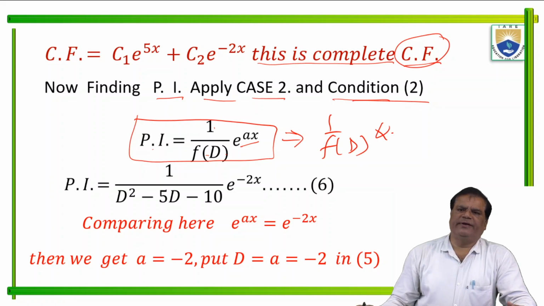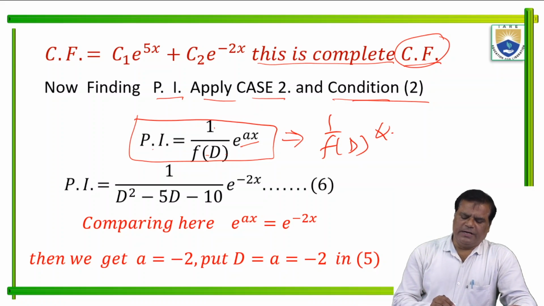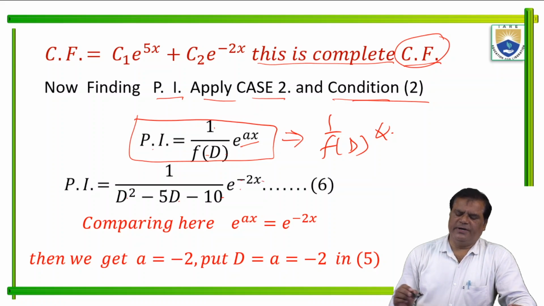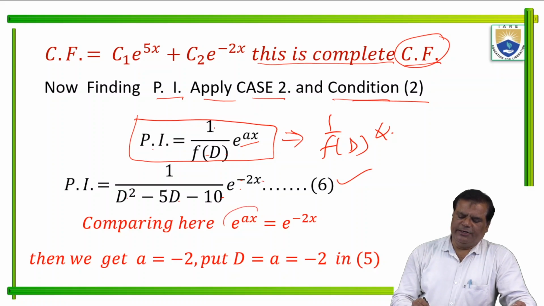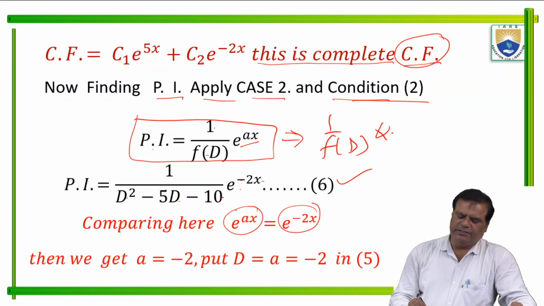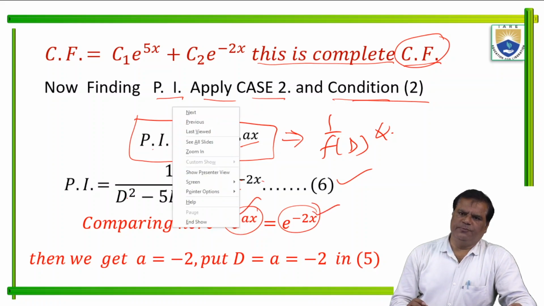Q is e to the power ax here. So 1 upon F(D), D² minus 3D minus 10, e to the power minus 2x. This is equation 6. Comparing here, e to the power ax equal to e to the power minus 2x. This is the general Q, this is the given Q, the value of general Q, e to the power ax.